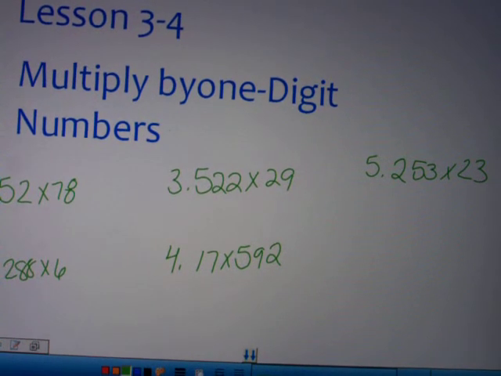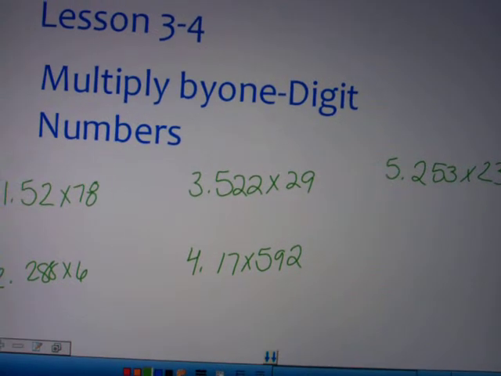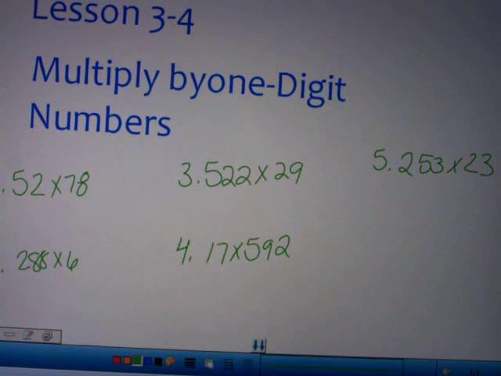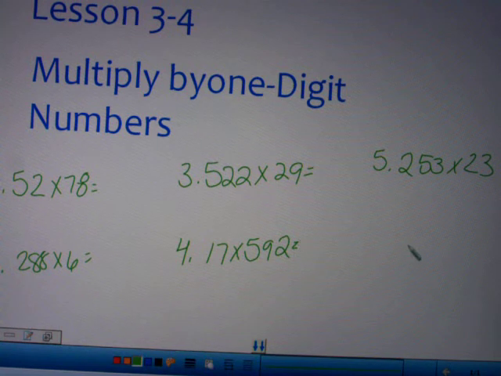This begins Chapter 3, Lesson 4, dealing with multiplying one-digit numbers. But before we get into that, I just want to take a moment and review some of the concepts that we have been dealing with. So I want you to stop for a moment and solve these problems. Not that I want you to multiply them straight through, but I want you to multiply them using either rounding or compatible numbers.